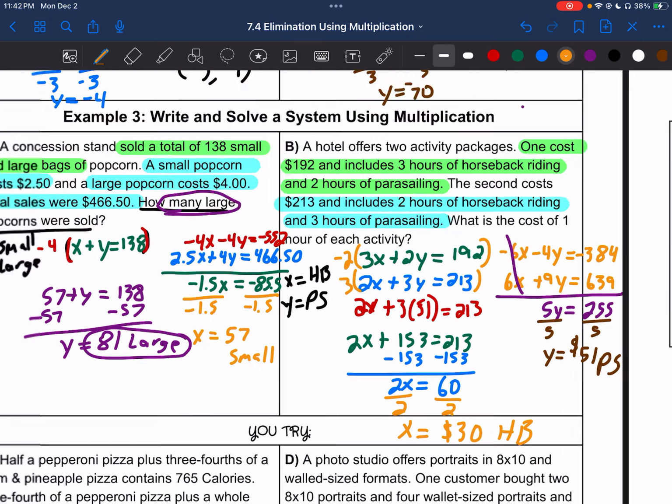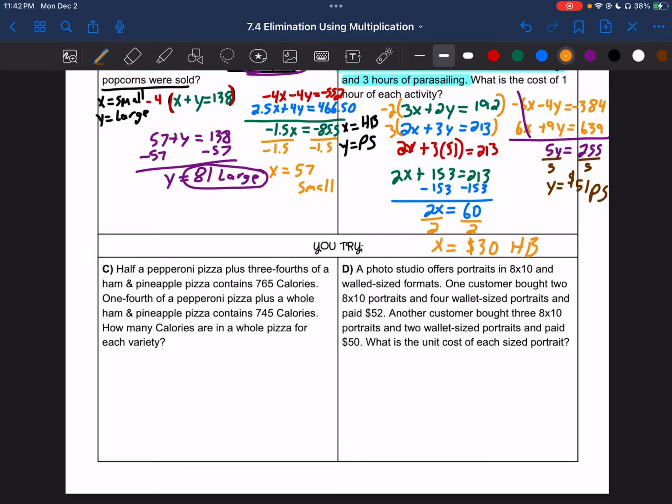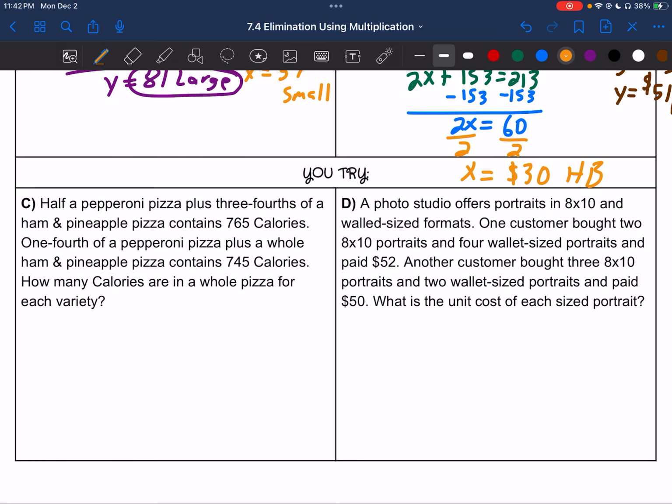All right. There are now 2 you-try problems for you to work through on your own. I want you to do those, and then you're going to check your work against mine.